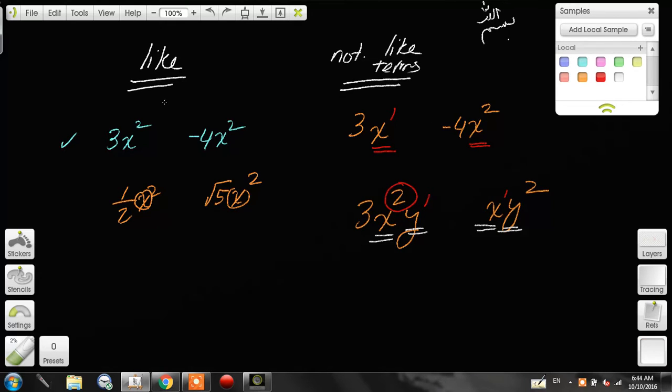Okay. Also, you must understand 3 and negative 4 are also like terms. Well, I don't see any variable in there. Well, you don't see it, but they're like terms. They're there actually, like x to the 0, x to the 0 is 1, but we'll get to that later. But constants like this are like terms.